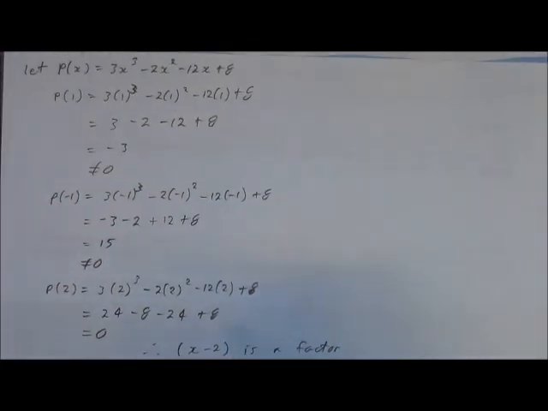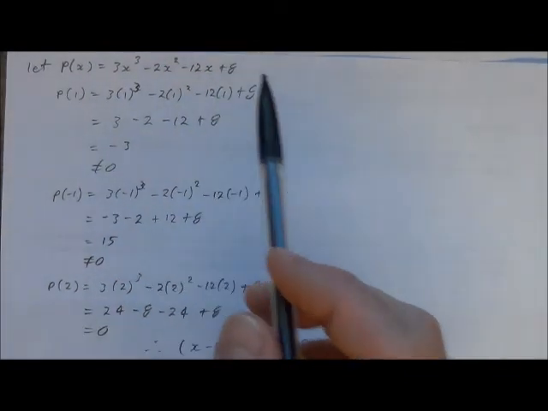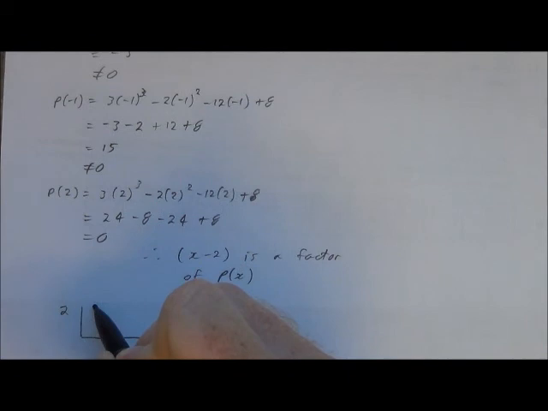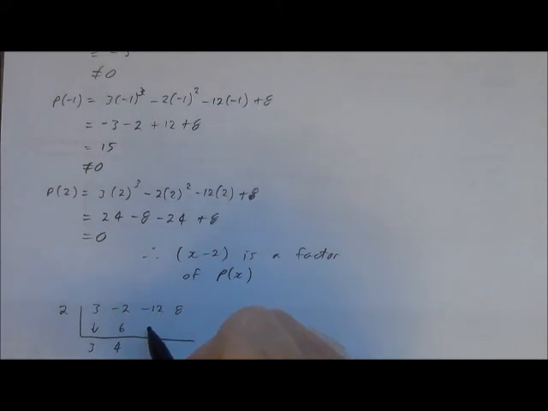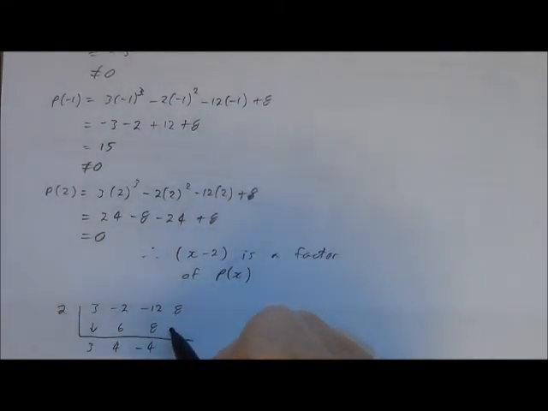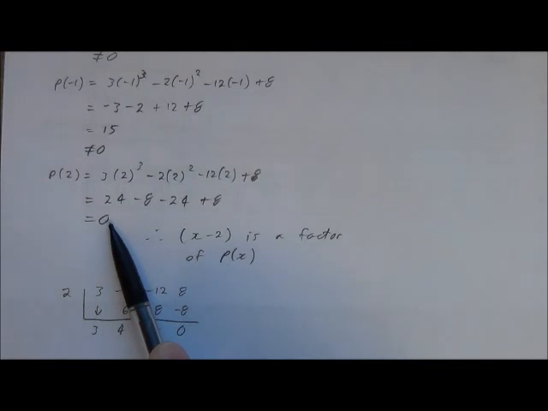Now we'll put in all the coefficients. So we're going to have 3, -2, -12, and 8. Make sure they're in order without skipping any powers. We'll drop the 3 down, multiply gives us 6, we add down to give us 4, multiply to get 8, we add down to get -4, we multiply to get -8, and then we add to get 0. So that confirms that the remainder is correct for this evaluation of the polynomial.